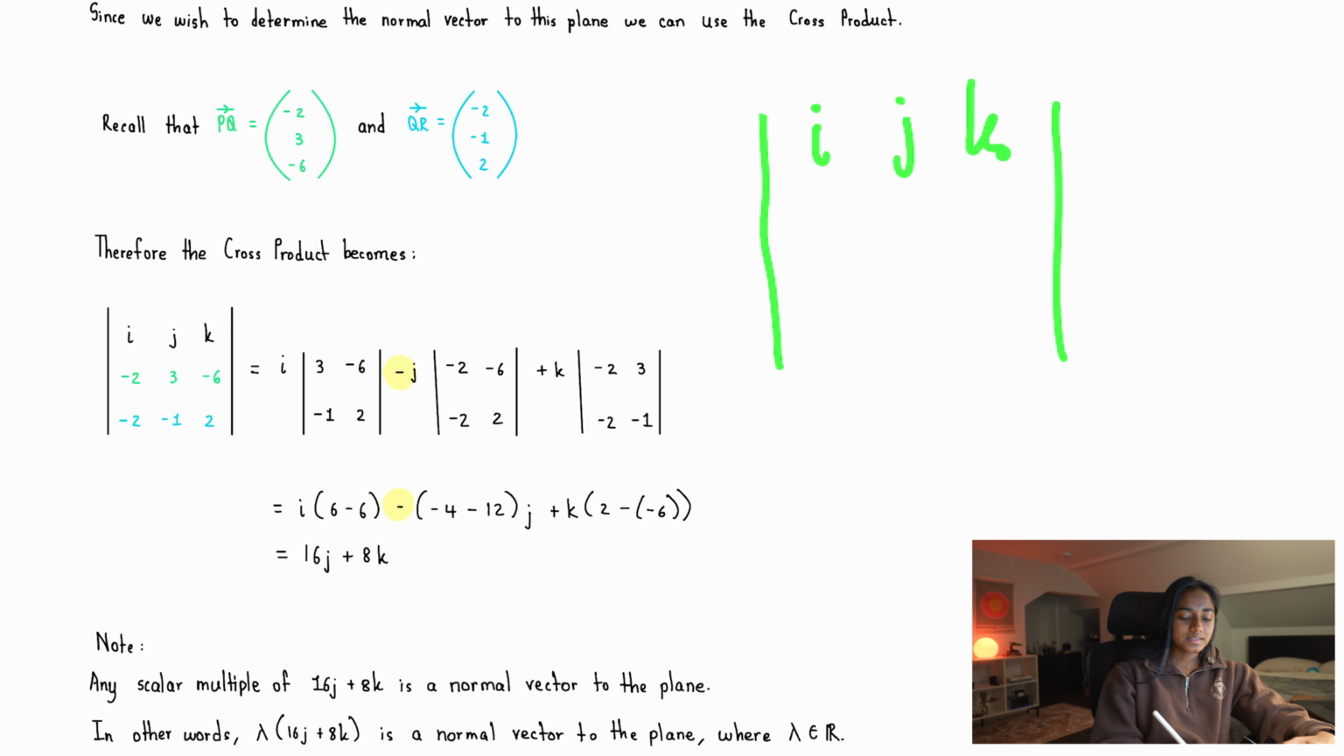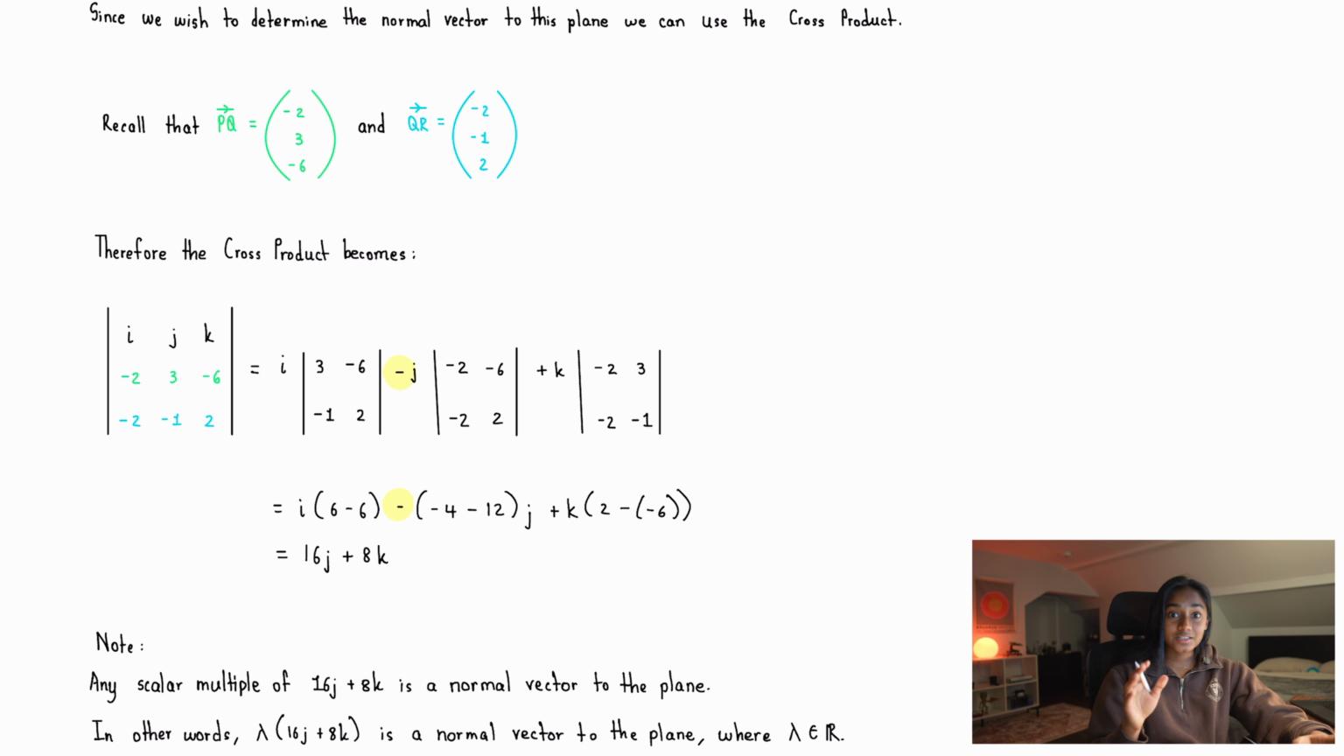We're going to put them into the corresponding forms. So we have minus 2 under the I, 3 under the J, and minus 6 under the K. We do the same thing for QR: minus 2, minus 1, and 2. Okay, so that's how we begin. Then we're going to equate it to the 2x2s.